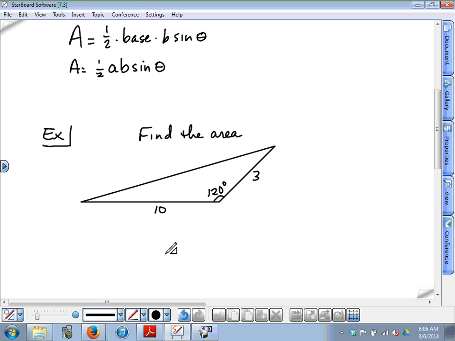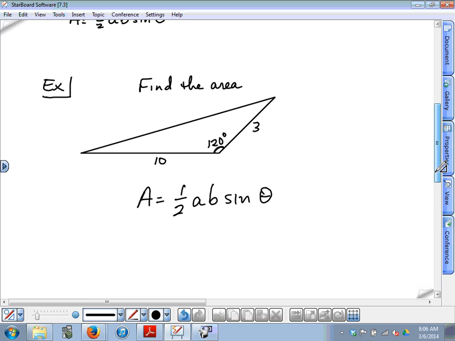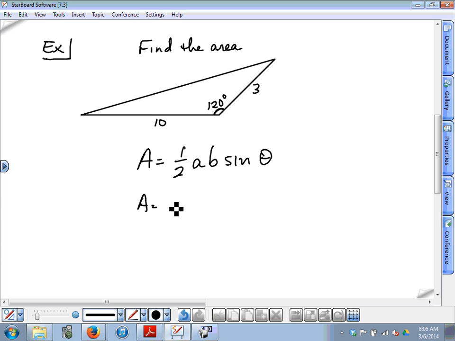Now let's just be sure that the formula we just talked about will work. Will the formula work? Yes. We have an angle here, 120 degrees, and we have the two sides that include that angle, so it'll work. We can just call one of them A, one of them B. It really doesn't matter which one we call A and B. Area is 1/2 times the product AB times the sine of the included angle. So it's 1/2 times 10 times 3 times the sine of 120. And we need the exact form of this answer, not a calculator approximation.